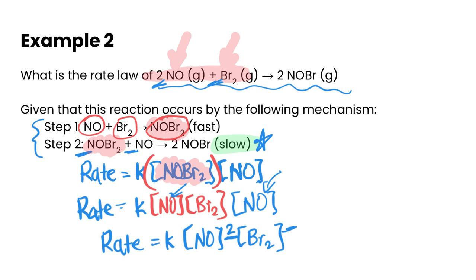It is a coincidence that the 2 and the 1 match up with this. It's not always going to work out that way because, as we know, we cannot find a rate law from an overall reaction. We need to figure it out from either experimental data or from a reaction mechanism. So this is just a huge coincidence.